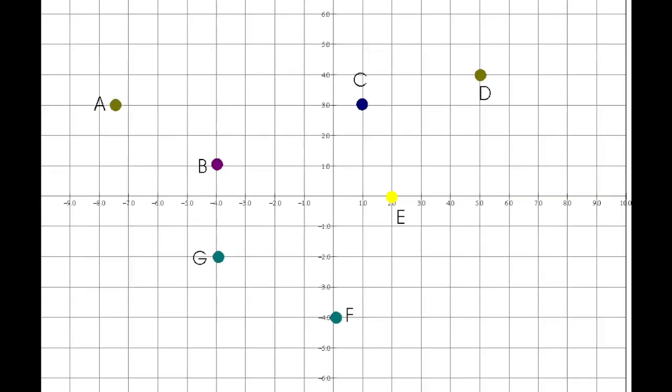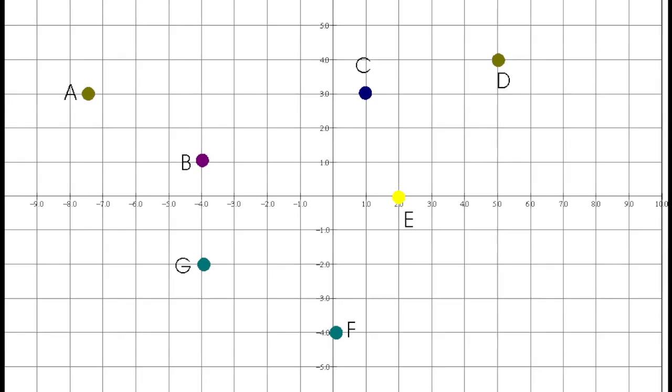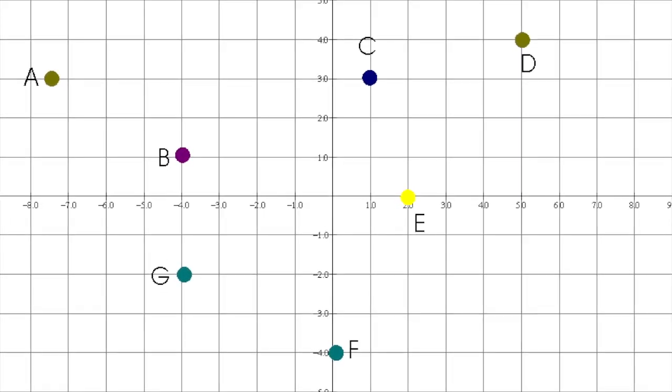A point is an exact location. It has no size, only position. A point can be an ordered pair, a place on a line, or a graph. There can also be many points on a line or graph.